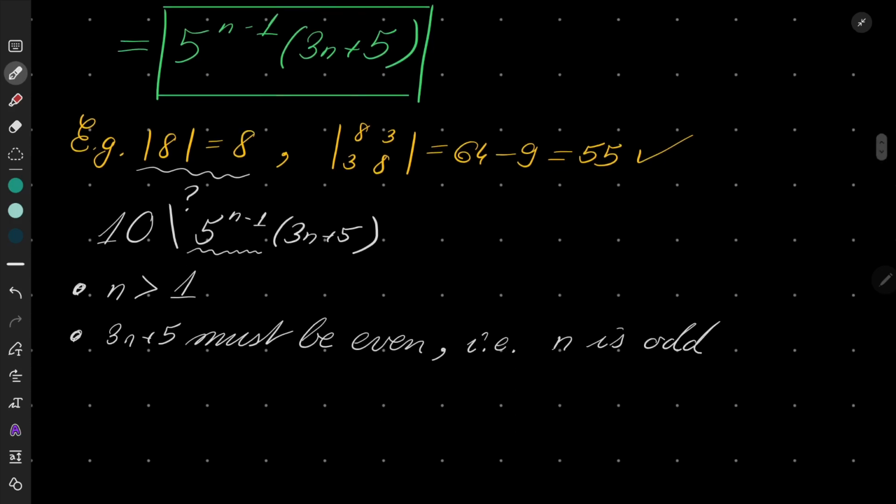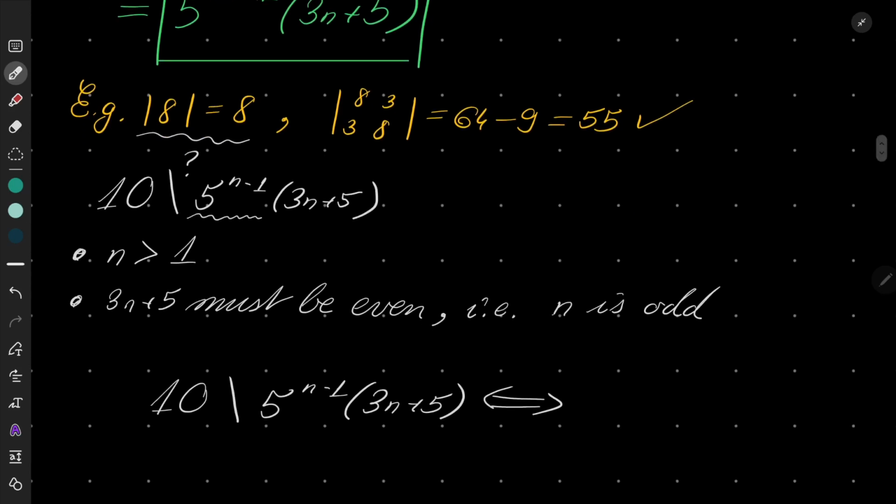So we have our answer. 10 divides 5 to the power n minus 1 times (3n plus 5) if and only if n is an odd number greater than 1. So 3, 5, 7, 9, and so on. And that closes our problem.